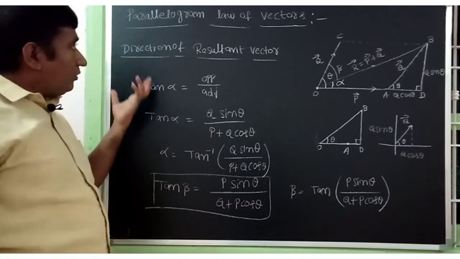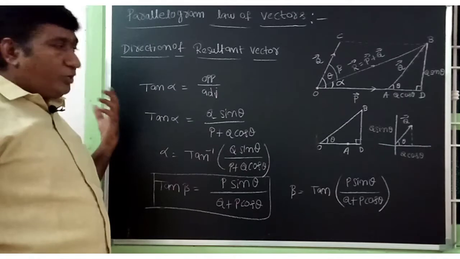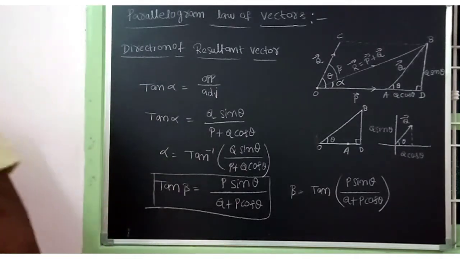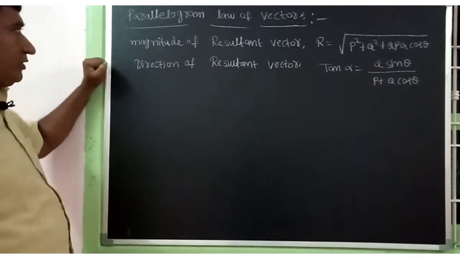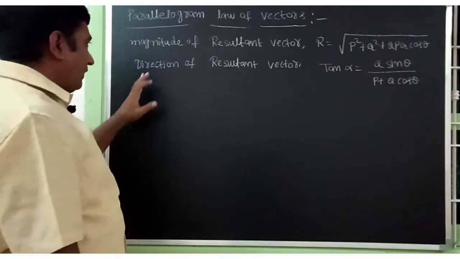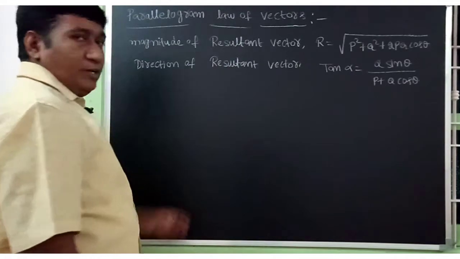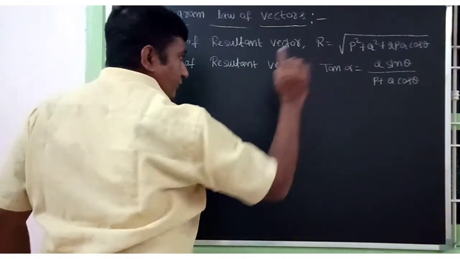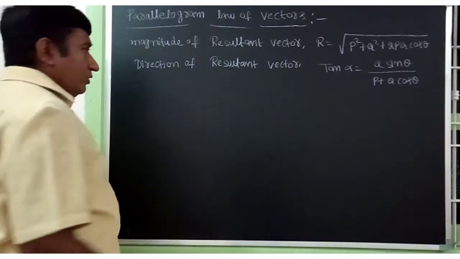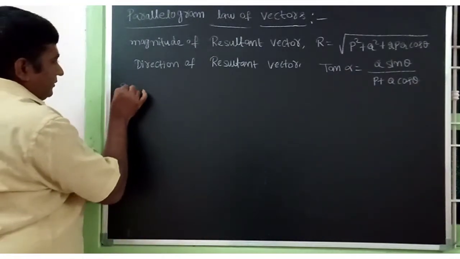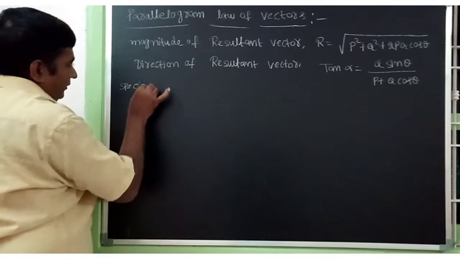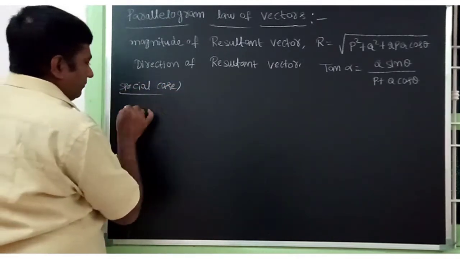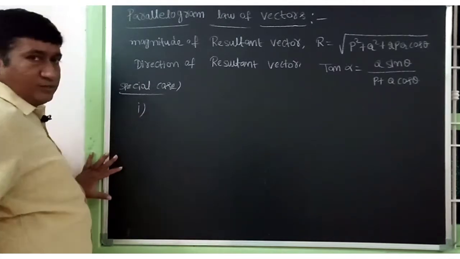Now, for this parallelogram law of vectors, we are going to see some special cases. So far we have proved the magnitude of the resultant vector and the direction of the resultant vector, whenever they make a certain angle theta, and the resultant vector direction is alpha. So here I can take some special cases.